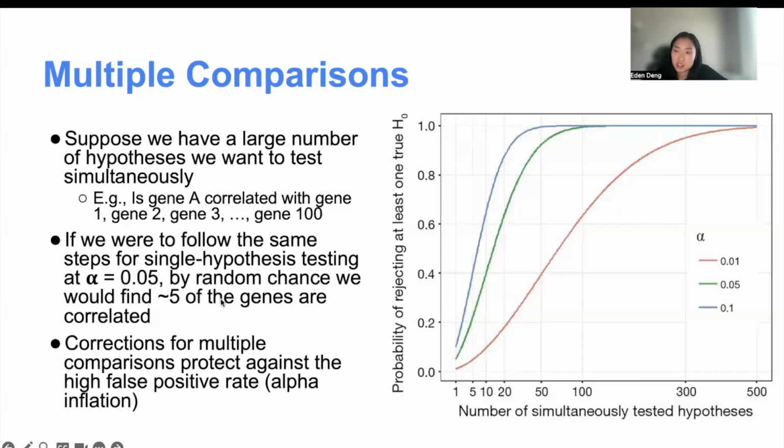So that's a lot of genes, and if you're trying to isolate some meaningful genes to investigate experimentally, that's not very helpful information for you. So this is the issue that we're going to try to correct with our multiple comparisons corrections.